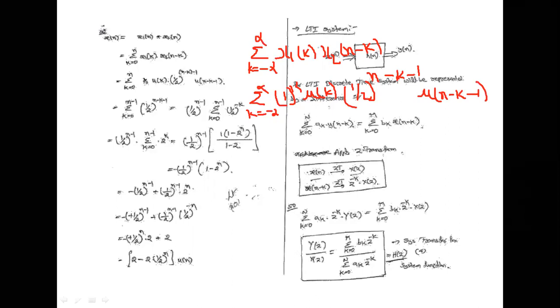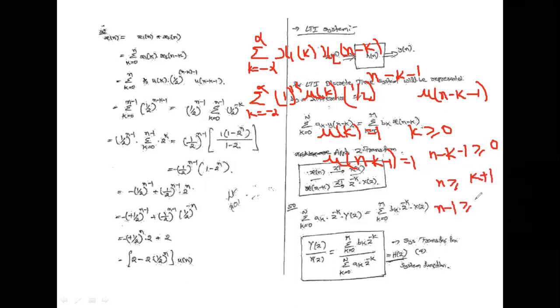What matters to us? So mu of k is equal to 1 for k greater than or equal to 0. And mu of n minus k minus 1 is equal to 1 for n minus k minus 1 greater than or equal to 0. Got it, my dear friends? So n is greater than or equal to k plus 1, that is, n minus 1 is greater than or equal to k, and k is less than or equal to n minus 1. So using these two relations, you can write the summation.